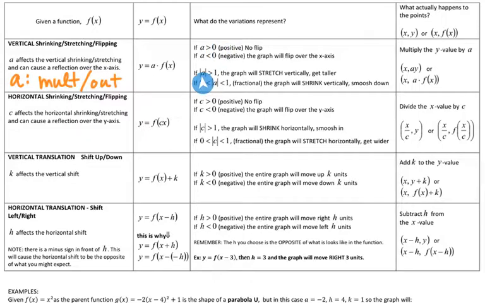Now, if the absolute value, disregarding the negative portion, is greater than 1, you'd think something is going to get bigger. So we will stretch vertically, or in a sense get taller. But if the absolute value of A, again disregarding the negative, is between 0 and 1, or fractional, we're going to have a graph that shrinks down, compressing vertically. And here you'll notice A is multiplied times f of x, which means y.